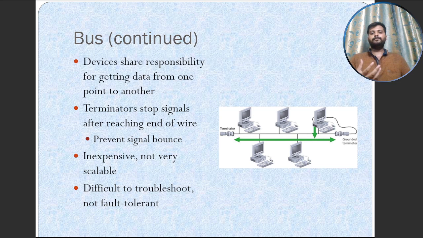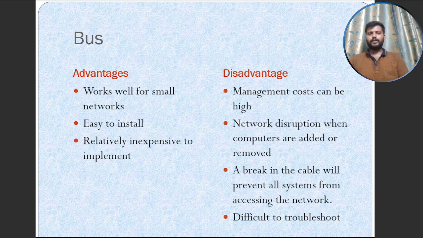What do terminators do? In this picture you can see that there is a terminator on both sides. What do they do? Number one, they stop the signal at the end of the wire. Number two, they prevent signal bounce. That's what they do. Now let's see the advantages and disadvantages.